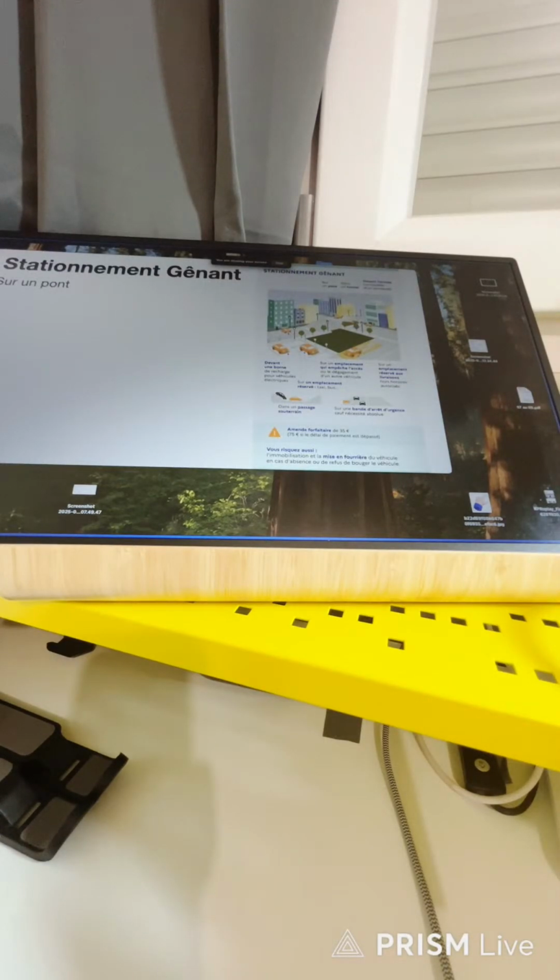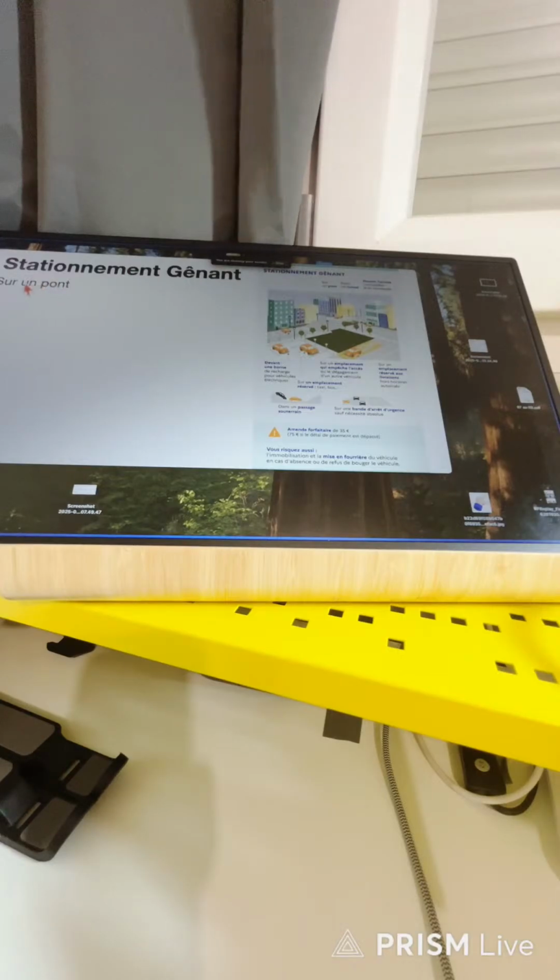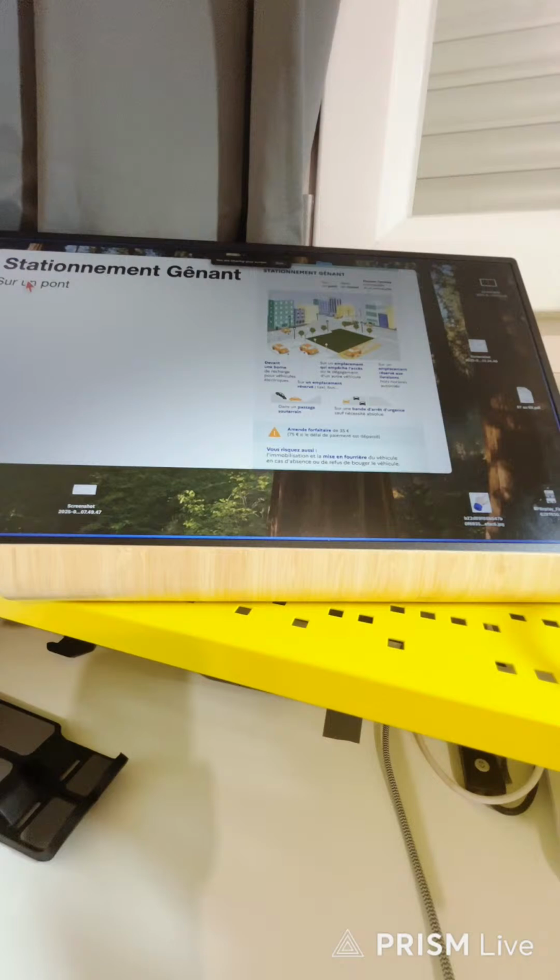Then stationnement gênant. This one is if you park on the bridge, sur un pont. You park on the bridge, you are disturbing. Gênant means inconvenient. You are inconveniencing others. That's the meaning of this word, gênant. You are disturbing our peace, you are disturbing people on the road. That's what they mean by gênant.